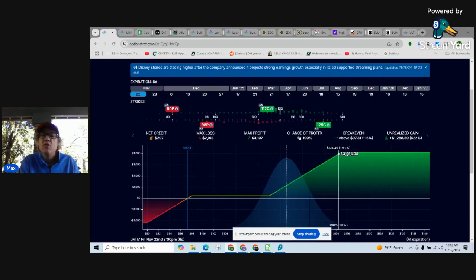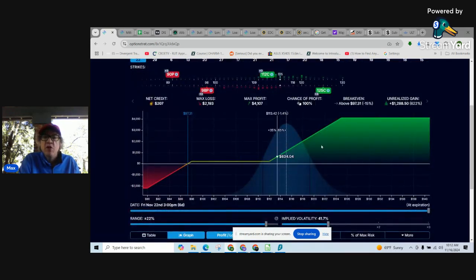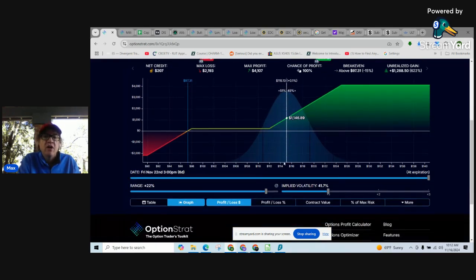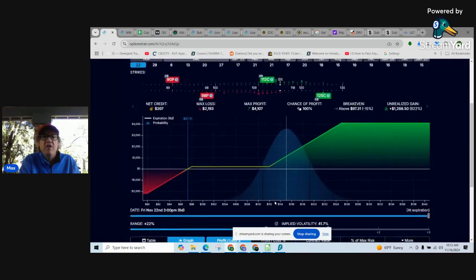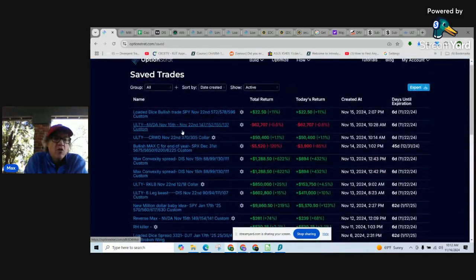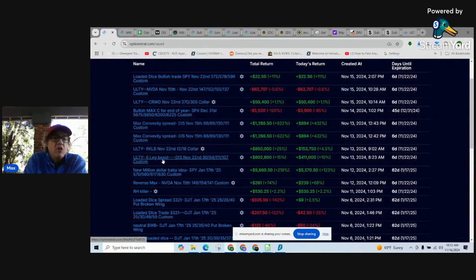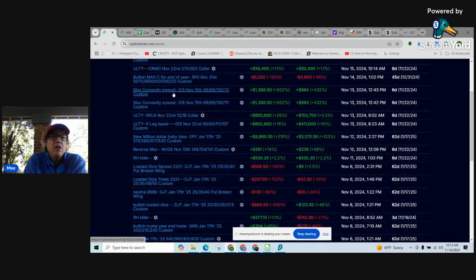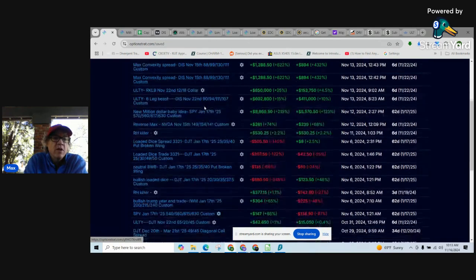Yeah, if it really gets to 130, you leave 5 points on the table, but you're essentially playing stock from here. This 45 degree line is just like stock. I'm trying to think of a way to show it to you, but in any event. All right. Well, that Disney trade was badass on both. Jay did it. I have it on the ULTY version, but then I showed you guys how to do it. And I just call it the max convexity spread.